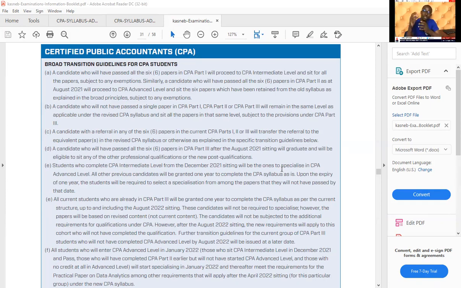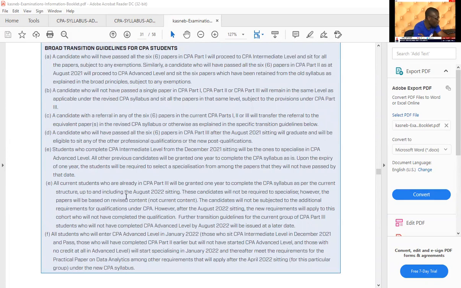Only the students who will have cleared the intermediate level in December 2021 will be subject to specialization when they are in advanced level. So, including the August 2022 sitting. So, we are talking about students who complete CPA intermediate level from the December 2021 sitting will be the ones to specialize CPA in advanced level.